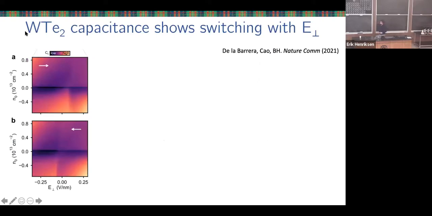Okay, so this is the key slide of our measurement. When we actually measure the capacitance, in this case the top gate capacitance, it shows switching with the electric field. If I take a density and electric field sweep and measure the capacitance, that's the color scale. If I sweep to the right, I get this color plot. If I sweep to the left, I get this one. And you can see maybe that there's a difference if you go forward and backwards.